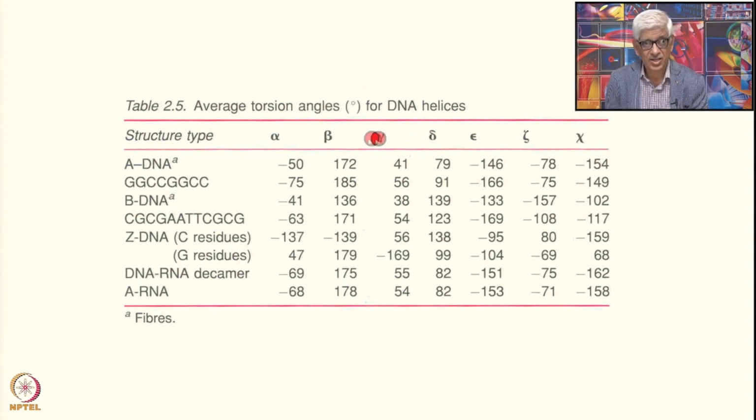And you notice here these have typical ranges of values by and large. The alpha is between -50 to -75, and in B-DNA it is -41, which is slightly lower compared to these. The beta angle is 172 to 175, and in B-DNA it is smaller, 136. The gamma and delta are along the backbone. So along the backbone you have these different torsion angles.